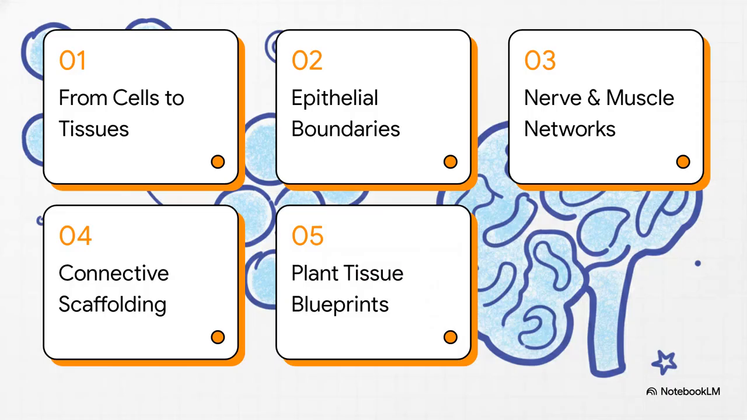So here's our roadmap for this structural tour. We'll cover 1. From cells to tissues, 2. Epithelial tissues, the boundary, 3. Nerve and muscle networks, 4. Connective tissues, the scaffolding, and finally, 5. Plant tissues, blueprints. Let's see exactly how these living building blocks fit together.